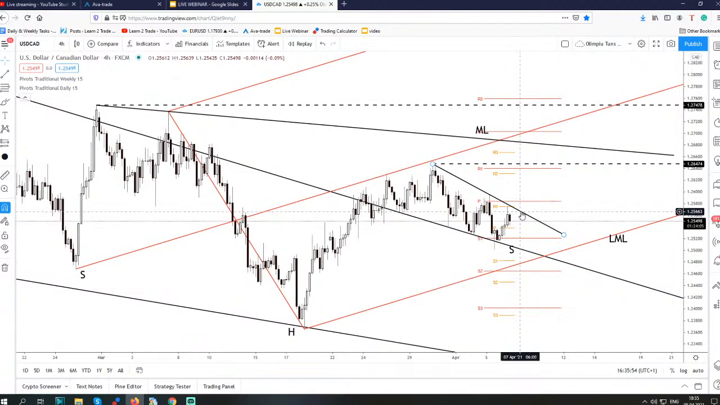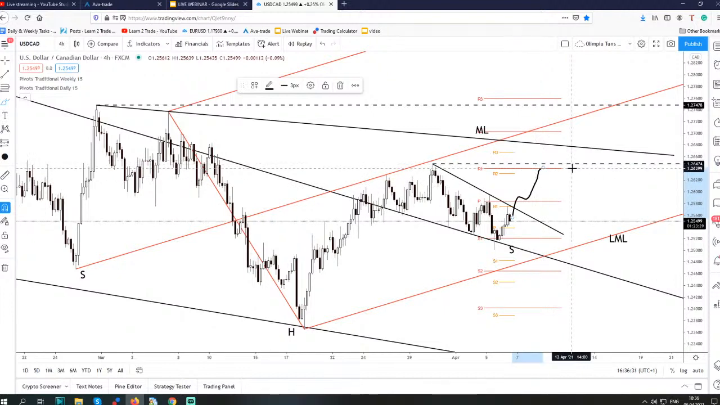A valid breakout above this downtrend line, jump and stabilization somewhere above this pivot point, this weekly pivot point 1.2583, could lead to and could confirm a further increase in the short term towards the former higher high 1.2647 here. Okay, so if the price maybe jumps above the pivot point, above the downtrend line, retest could signal that the price could increase towards these levels here, towards R1, towards this former higher high.